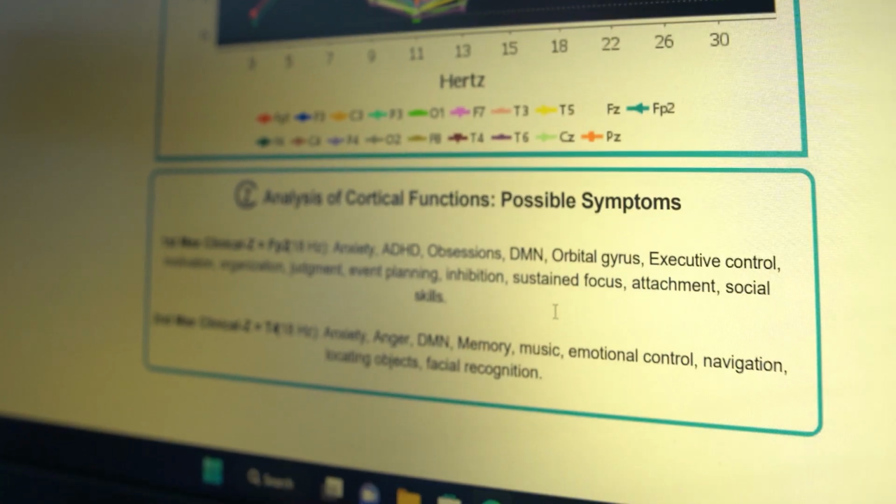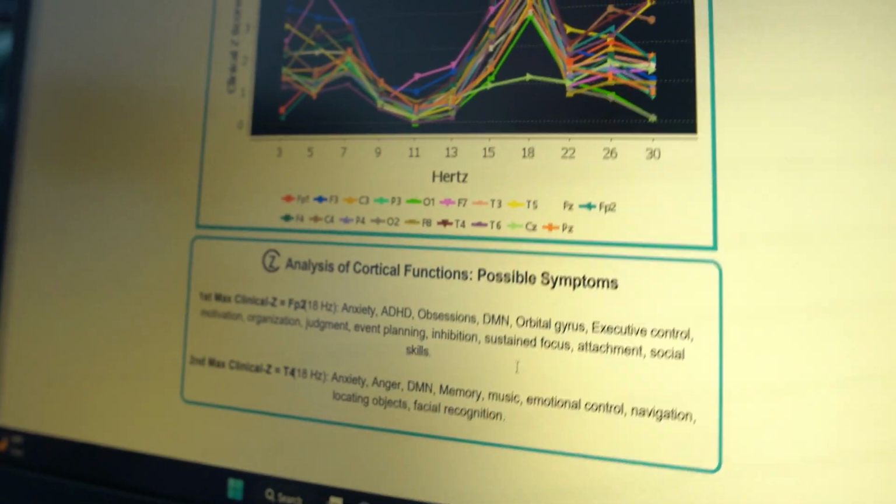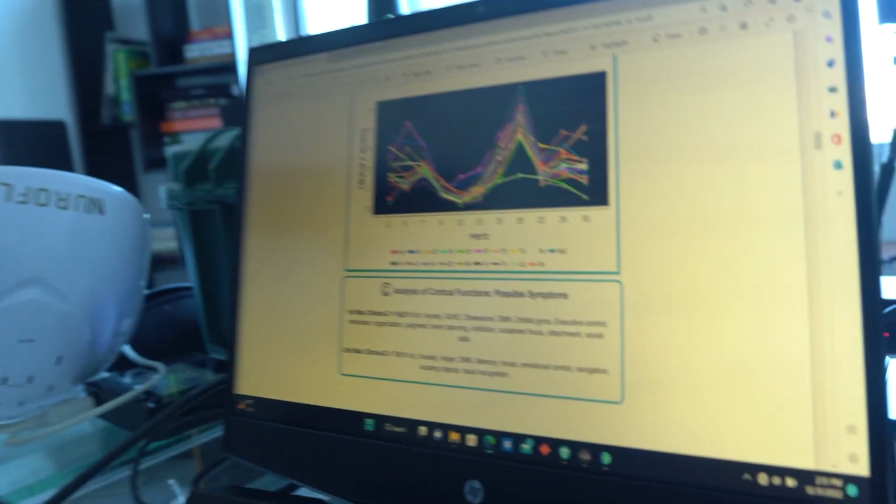Yeah, like possible symptoms. I'm not a mind reader in the sense that I can't know exactly what's going on. I think you're as close to a mind reader as it gets. Without knowing people's actual symptoms, I can't say you're experiencing this but not that. These are all the different functions that area of the brain in this specific frequency is involved in. So as it's saying here, these are possible symptoms.